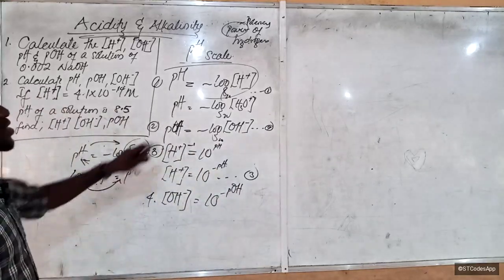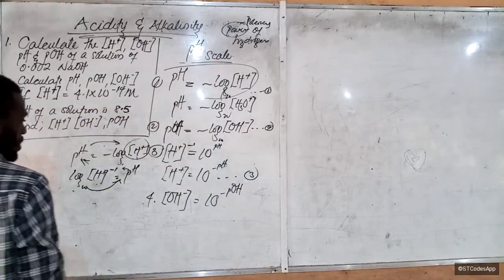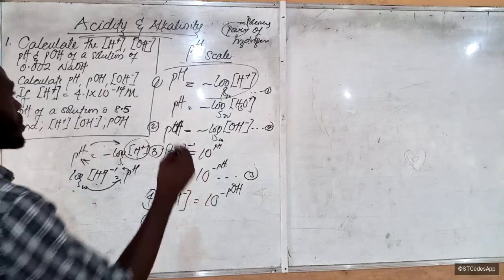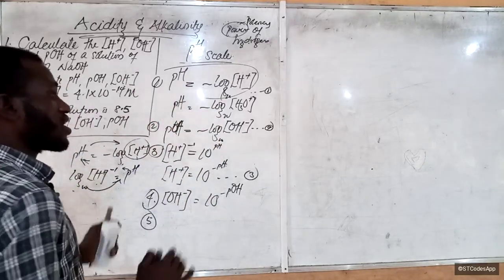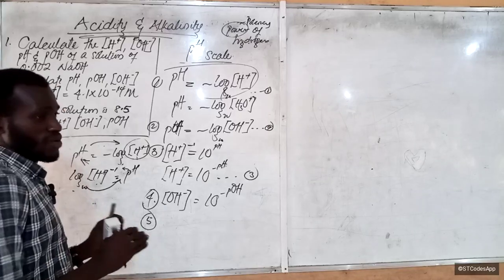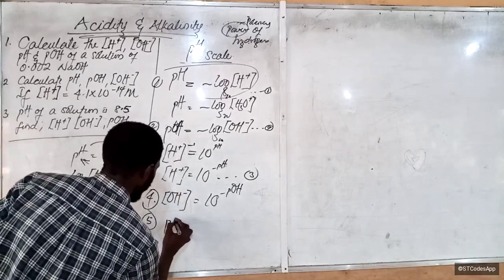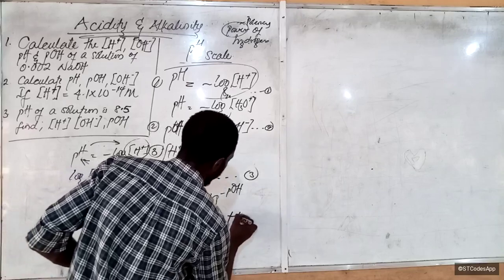All right, look at the way it is written, small letter p and capital letter H. Then the fifth equation is this. Now, on that scale, we said it ranged from 0 to 14. It is the addition of the pH value and pOH value that gives that 14. So we have that pH plus pOH is equal to 14.